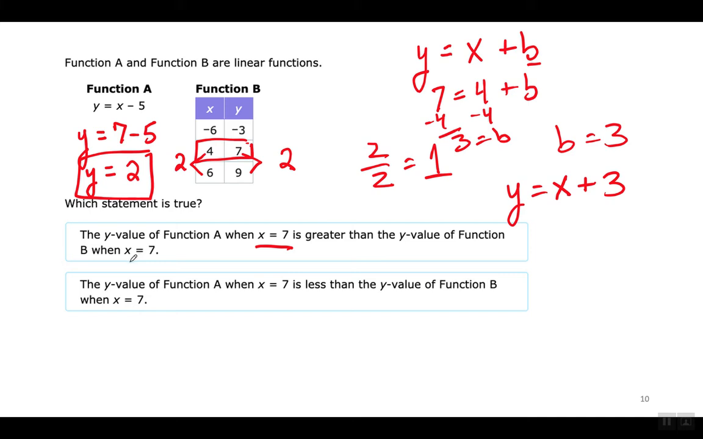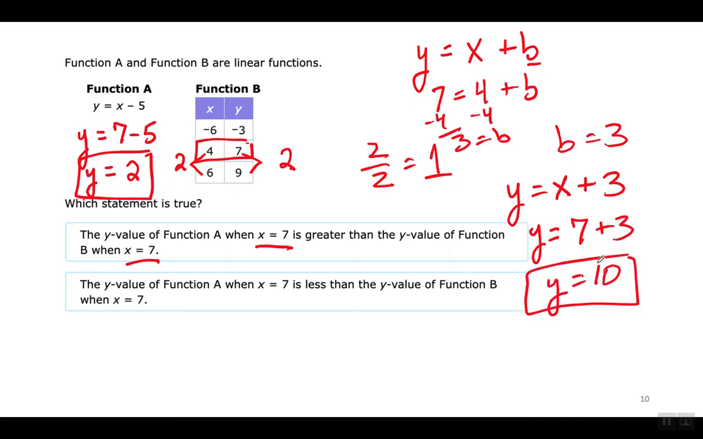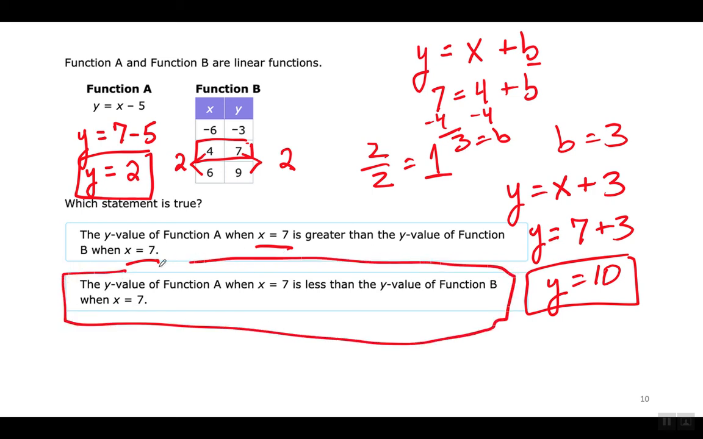So when I substitute x equals 7, I'm going to get y equals 10 for function b. So the correct answer is the y value of function a when x equals 7 is less than the y value of function b when x equals 7.